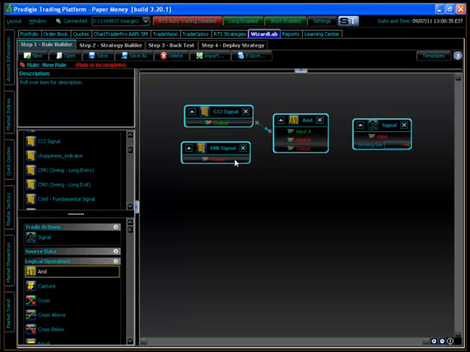But these two probably wouldn't work well together. And does anyone know the reason why?